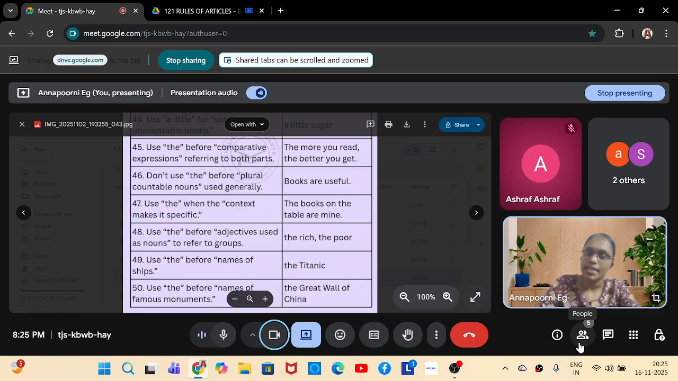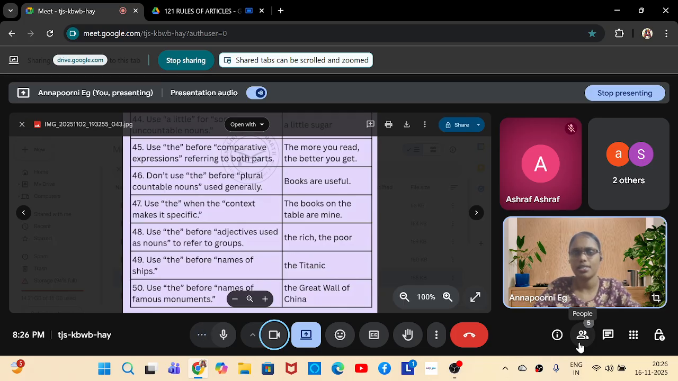Okay, next. Use the before adjectives used as nouns to refer to groups. Now we know that when adjectives are in the superlative degree, we always use the, right? Whenever an adjective is used in superlative degree, without any doubt you have to use the. For comparative degree, in some places, like if two comparative degrees are used in a sentence, then you have to use the. But when using adjectives in the positive degree, should we use the?